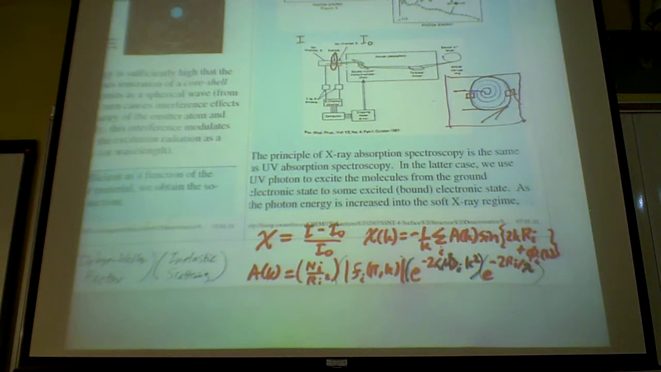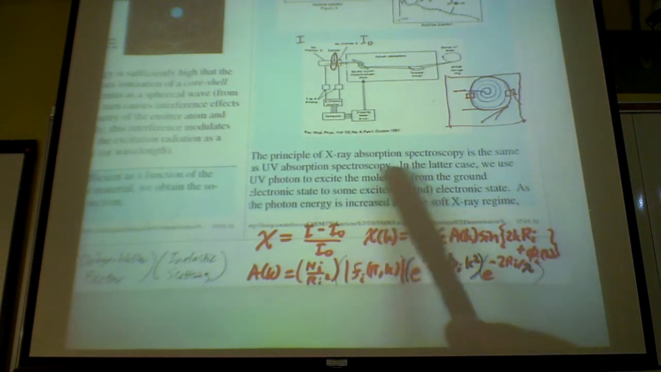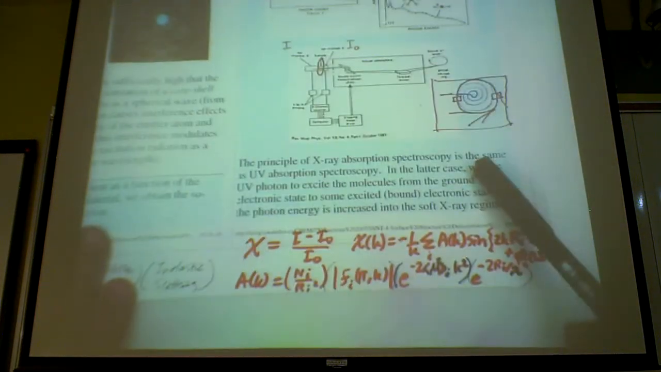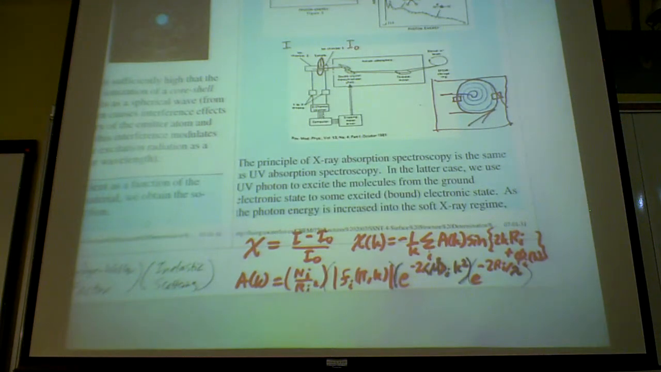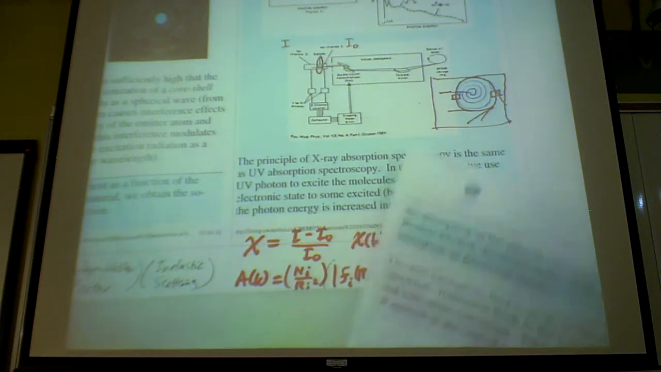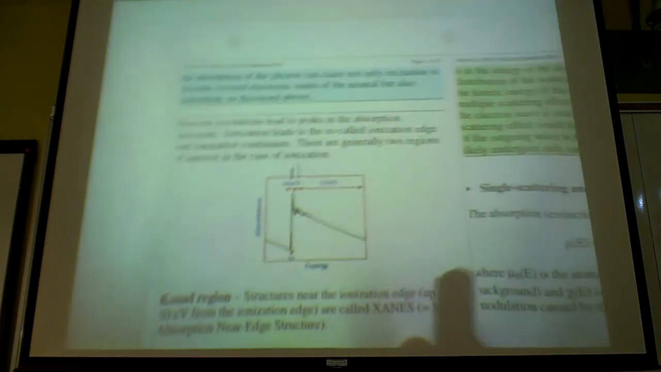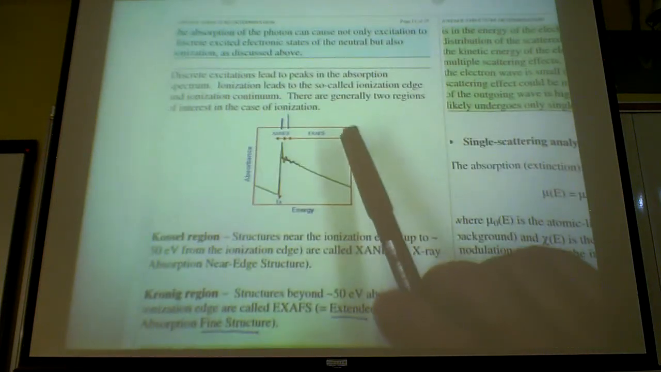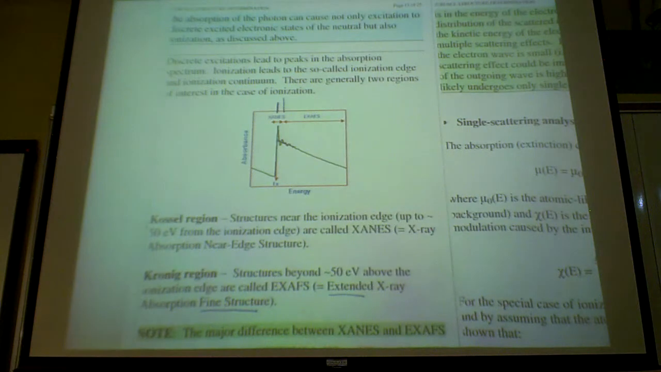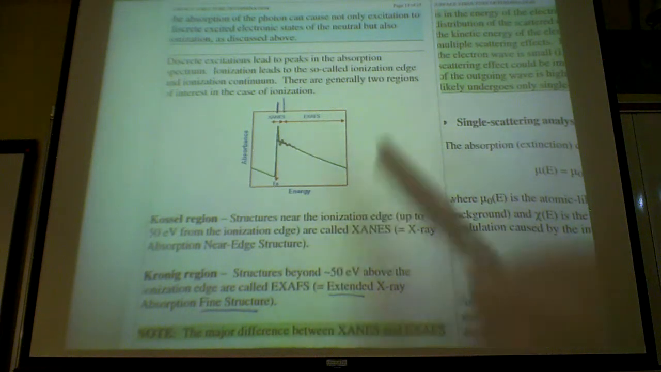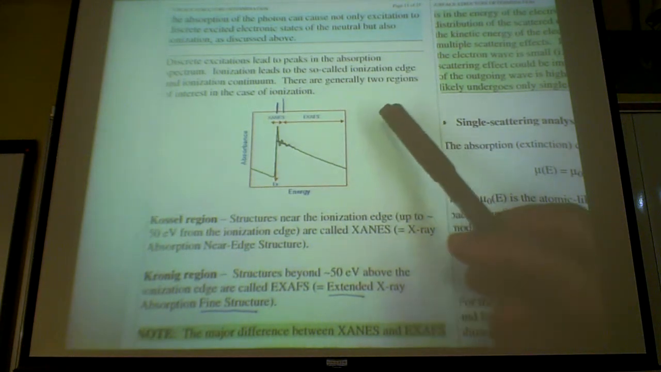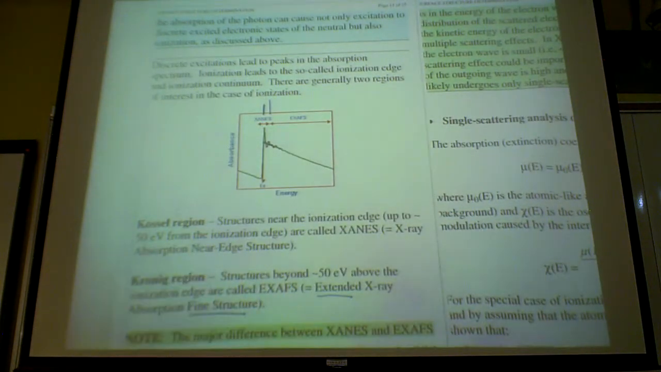Okay. So the principle of X-ray absorption spectroscopy, I say, is the same. We just talked a little bit about that. And then you have X-ray absorption and core excitation, which I'll talk about a little bit later. So you've got two regions. Okay, so what you have is that discrete excitation leads to peaks in the absorption region.